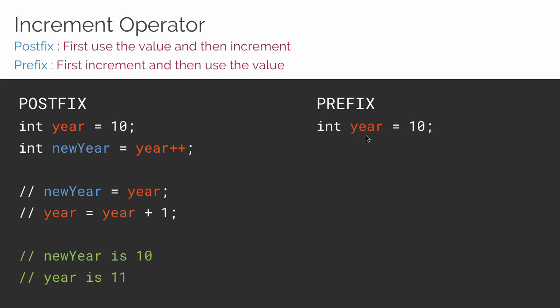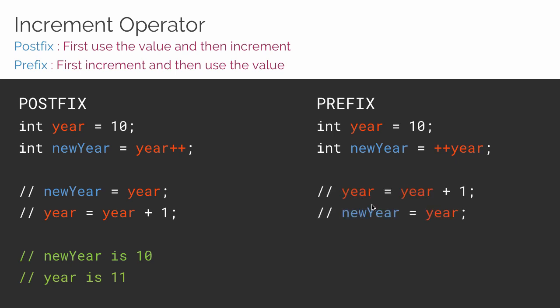Now, on the right hand side, let us come to the prefix expression. Here I have again year equal to 10. This time we have newYear equal to plus plus year. In case of prefix, this statement is interpreted as totally opposite to what we saw in case of postfix. Here the sequence is reversed: first we are going to increment and then use the value. So that is why this time the newYear variable is getting the updated value of year.